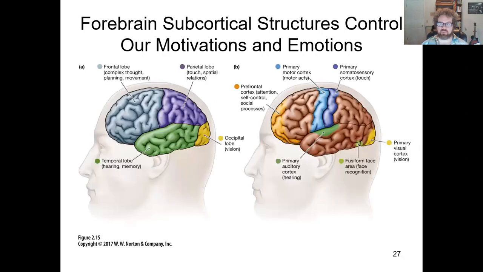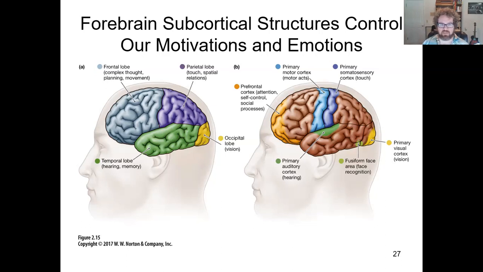So I'm mainly going to focus on the image on the left side of the slide for the purposes of this conversation. On the right, you see some more fine-grained areas that are particularly specialized for different processes and behaviors. But because this is an intro level course, I particularly want you guys to have a basic understanding of the four lobes of the cerebral cortex.